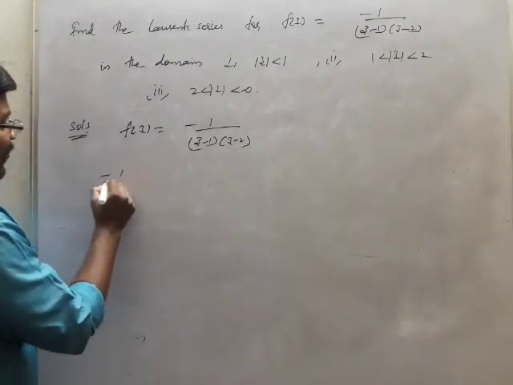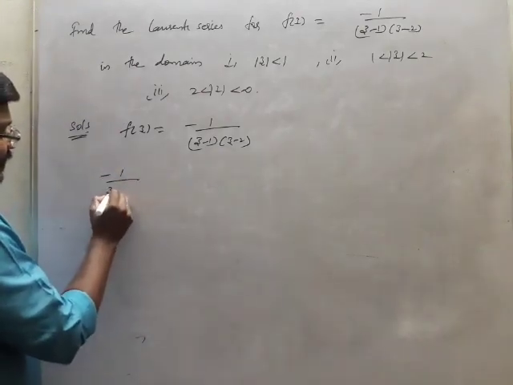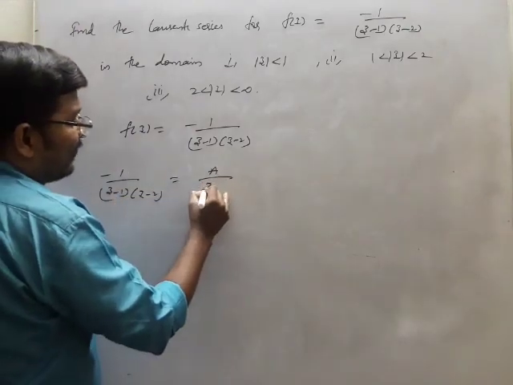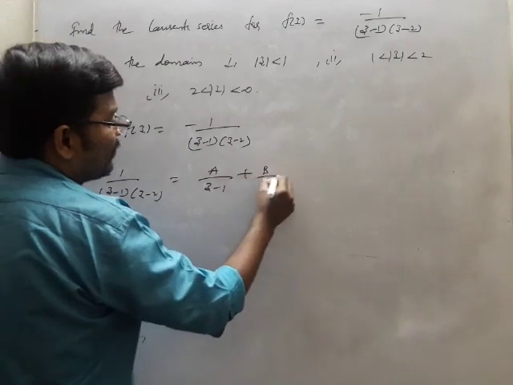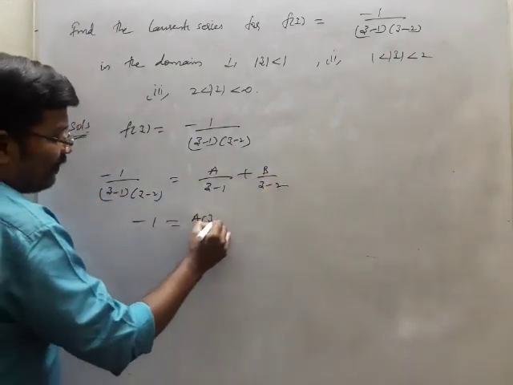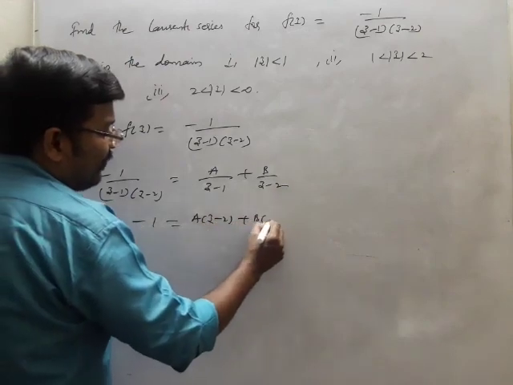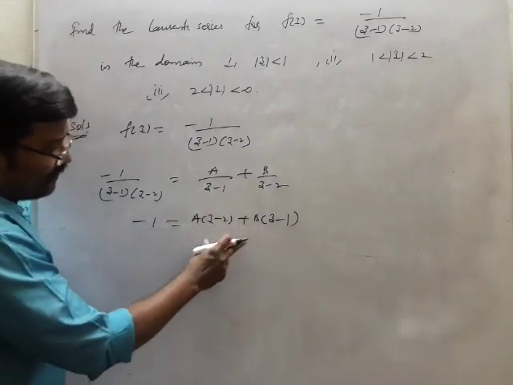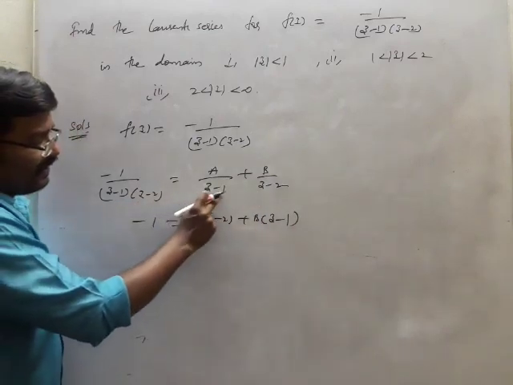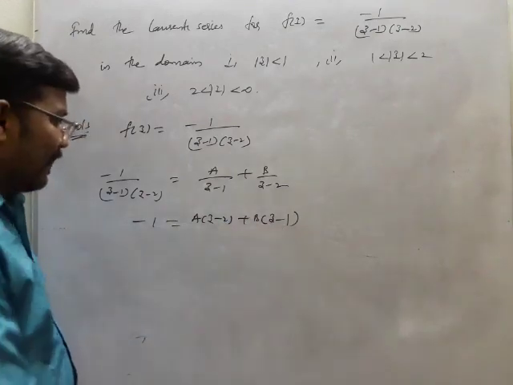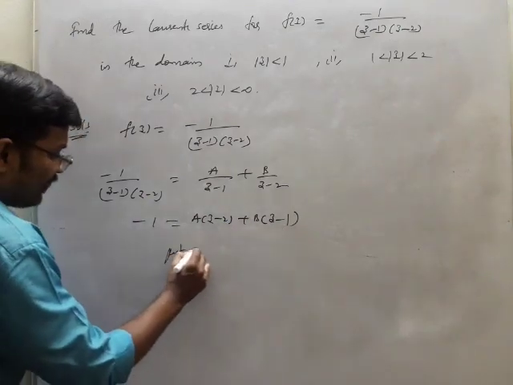So I will write like this: -1/((z-1)(z-2)) = A/(z-1) + B/(z-2). So -1 = A(z-2) + B(z-1). Okay, if we take the LCM, both denominators get cancelled. Here z minus 1 is there, you will be getting z minus 2, here also z minus 1. So put z equal to 1.